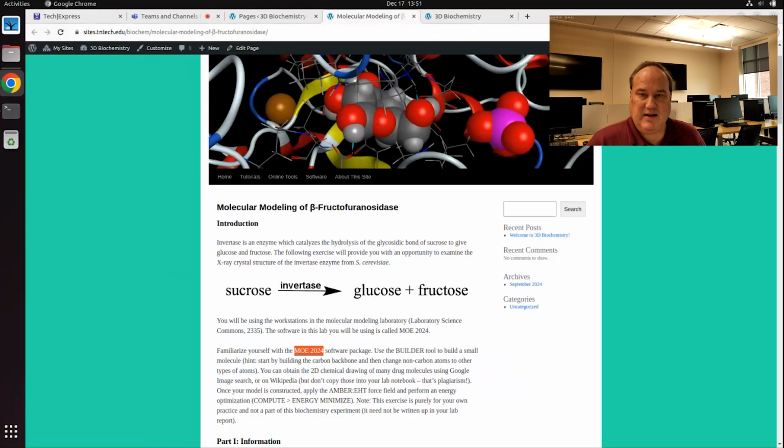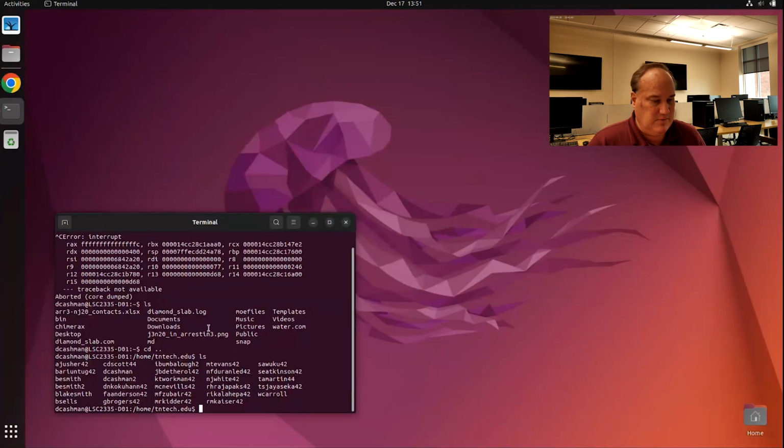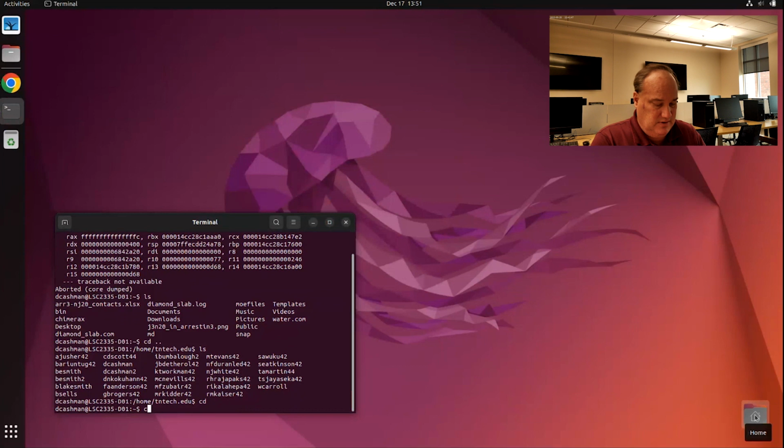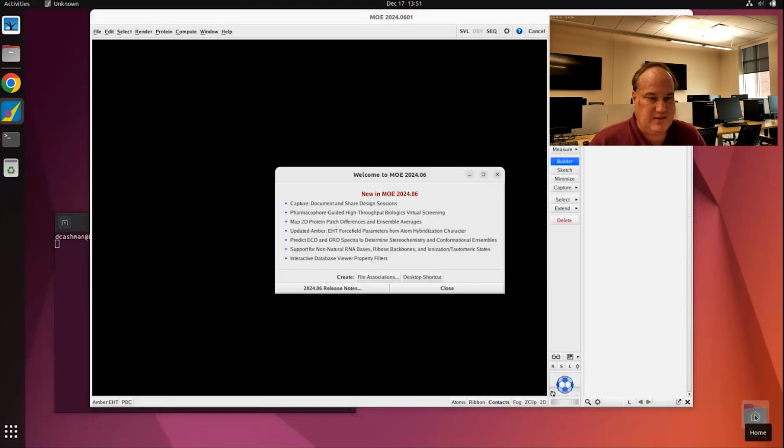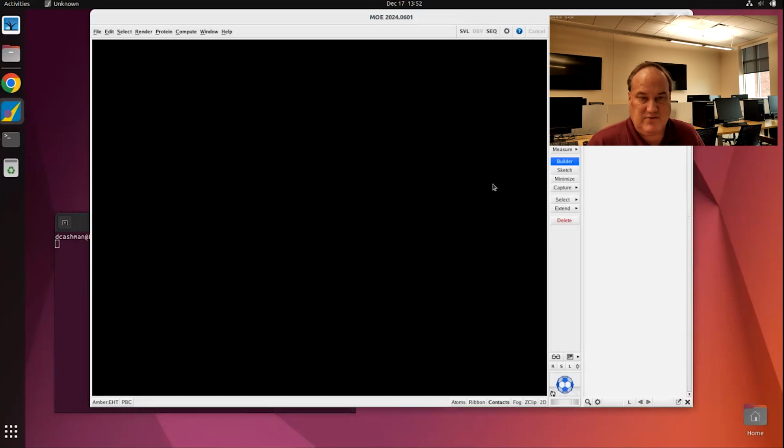So let's go ahead, and the first thing we need to do is model sucrose. I'm using an Ubuntu Linux system right here. When we launch MOE, I'm just going to type MOE at the user prompt, and that launches our software. And this just tells us about some of the new features in MOE.